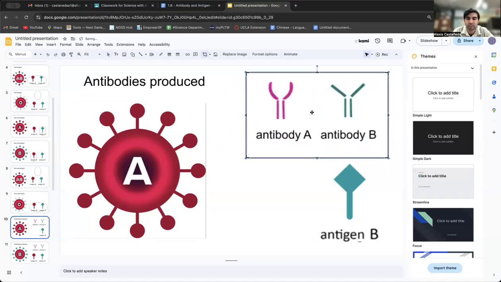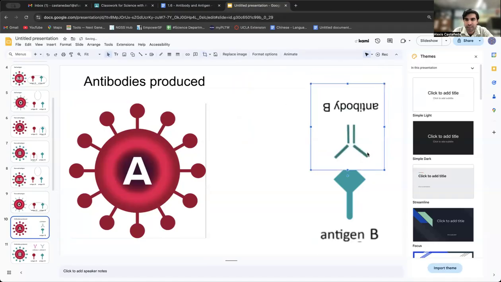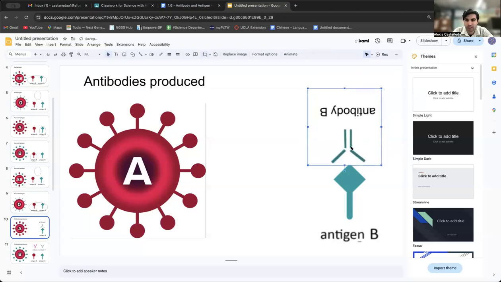What's the other option? Well, what about antibody B? Does antibody B fit on antigen B? The answer is yes, right? These two are going to fit with each other. It's a little hard to see because they're pictures, but these two are going to fit with each other. This antibody B will fit on antigen B. And when these two things connect to each other, they will be eliminated. Anything with antigen B will be eliminated.